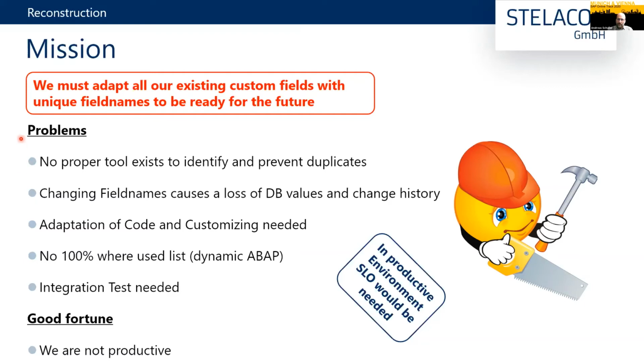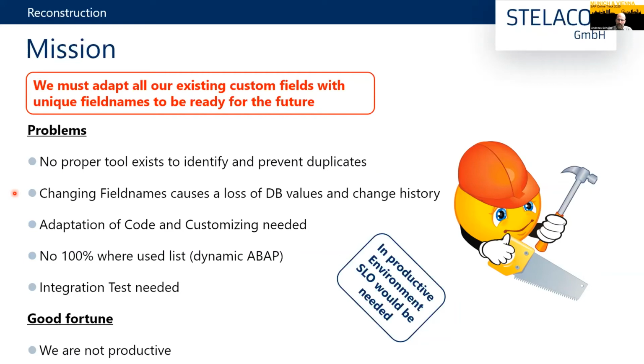So we have the problem that there is no proper tool to identify and prevent duplicates. So we got a list of all fields from the database and from the include structures and identified them. Then we had the problem that if we rename a field that is already on the database with data stored in it, during the change of the name the values are gone, and also the change history would be lost.